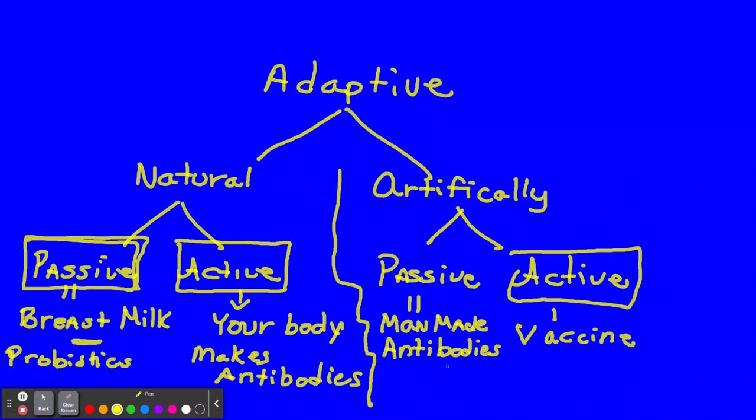So in the next video, we'll talk more about a certain section of adaptive. We'll talk about the active natural, and we'll talk about the B cells and the T cells. All right, that's our video.